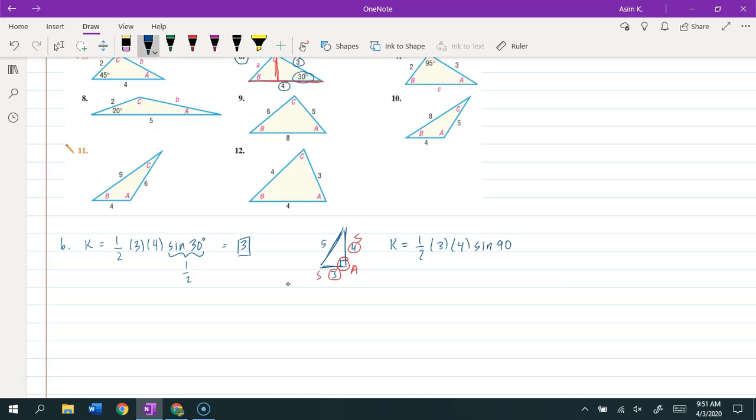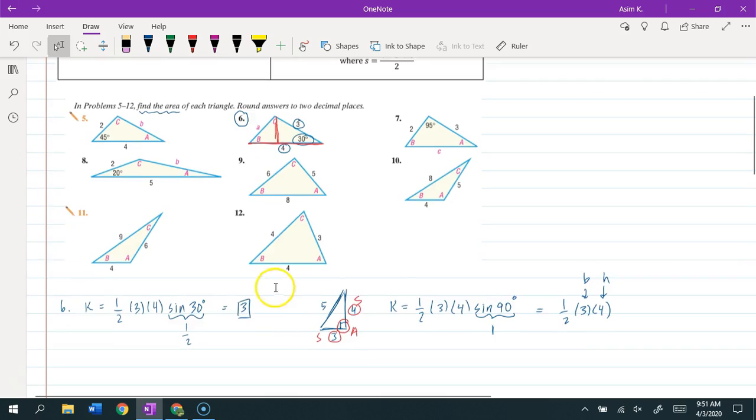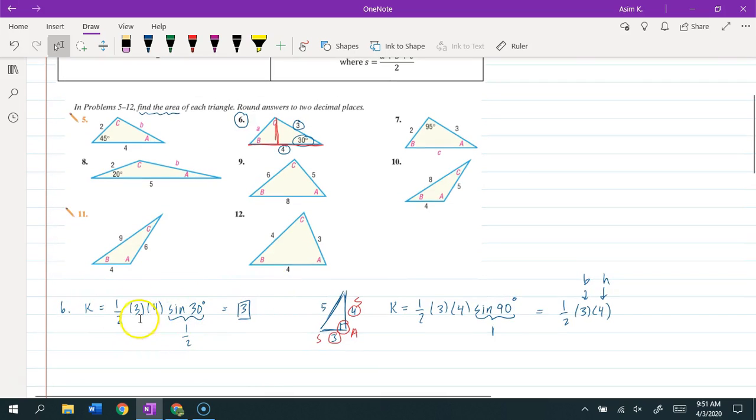Now what's the included angle? 90 degrees. And what's the sine of 90 degrees? It's 1. So this problem actually just becomes 1/2 times 3 times 4. And you might argue, wait a minute, isn't that the same thing as 1/2 base times height? So that's actually why the formula that's over here is not too surprising to us.